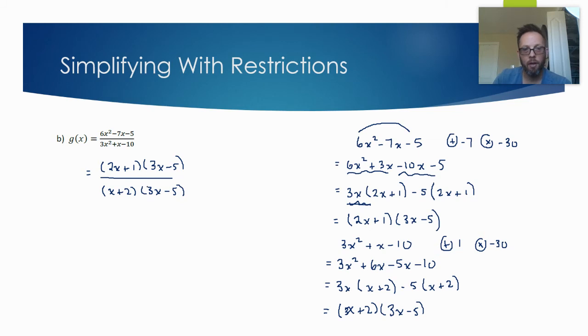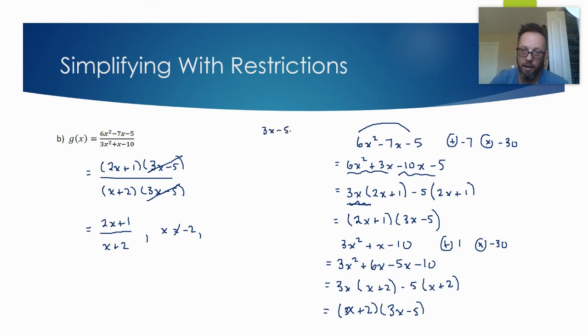And look, we have two brackets, 3x minus 5 times 3x minus 5. We can divide those out. So the function g of x is equivalent to 2x plus 1 divided by x plus 2 with two restrictions. One, x can't be negative 2. We can see that because that would make the bottom 0. But something else would make the bottom 0 too in the original function. And that's whatever makes 3x minus 5 equal to 0.